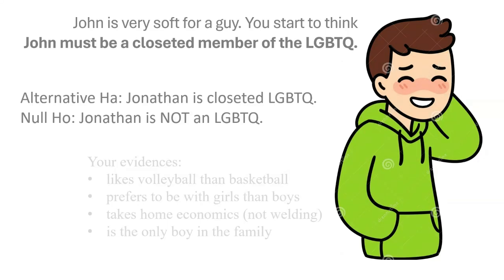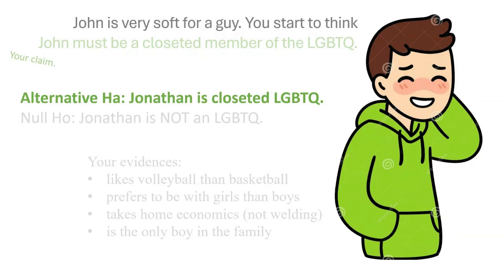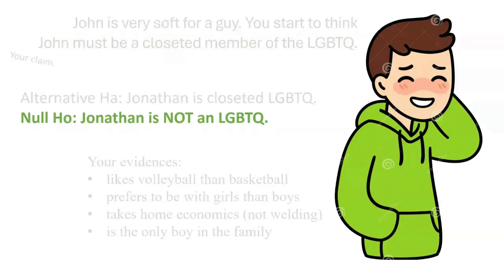You notice that John is very soft for a guy, so you start to doubt whether he is straight. You claim that John is a closeted member of the LGBTQ. So this is our alternative hypothesis. This is our claim. But then again, we cannot just broadcast this especially to everyone. We must test this hypothesis. To do this, we form our null hypothesis. Our null hypothesis is John is not a closeted LGBTQ.